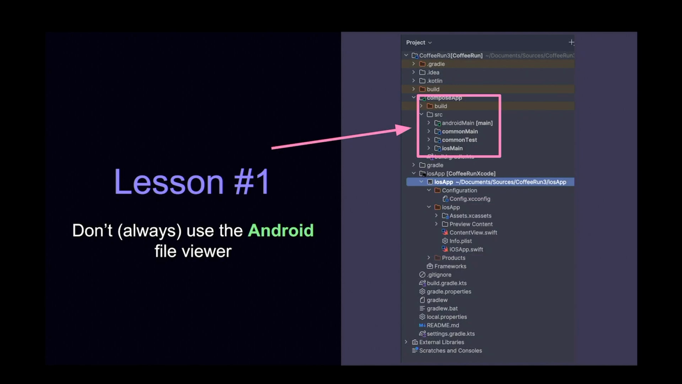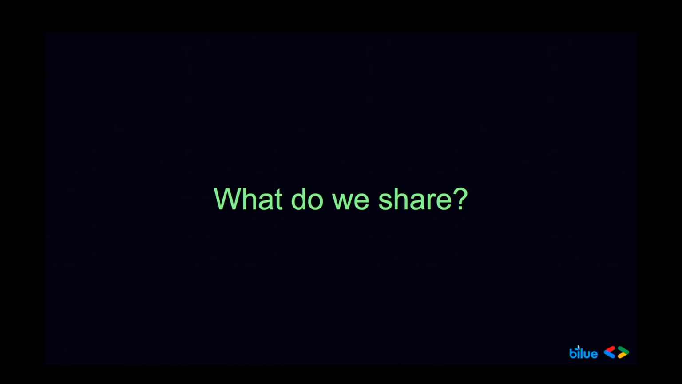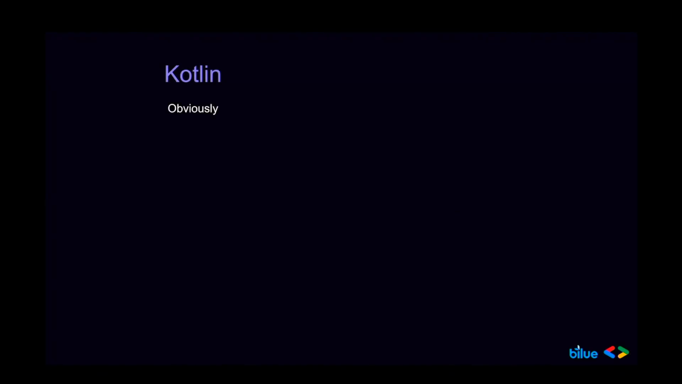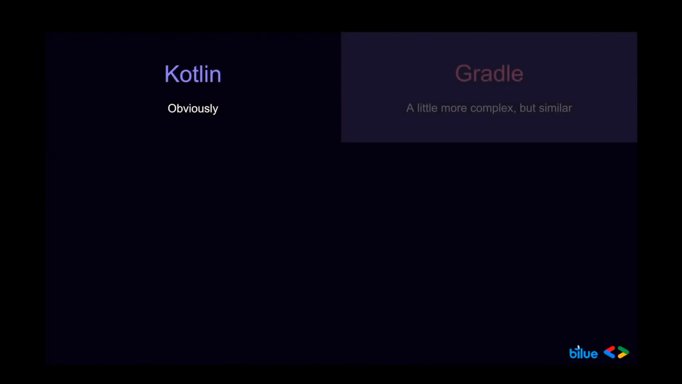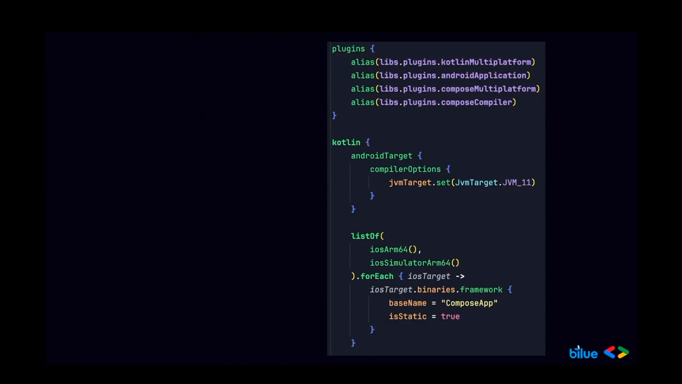We can also see that in our Compose app, we now have our Android main, our common main, and iOS main. So we can see we've got separated code for Android and the common, and then again the iOS as well, if we want to run different code on each platform. So what do we share between native Android and Kotlin Multiplatform? We share Kotlin, obviously. Gradle. So you do a lot of your build scripts with Gradle, and that's very similar to what we have on Android. So let's take a look at what we've got here.